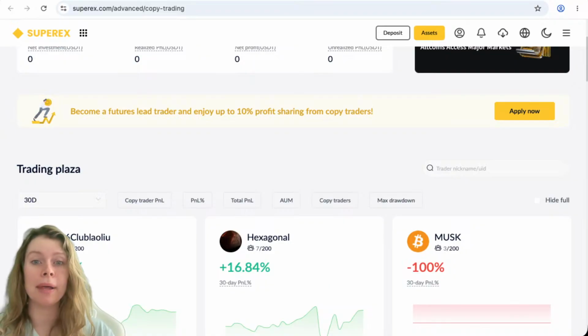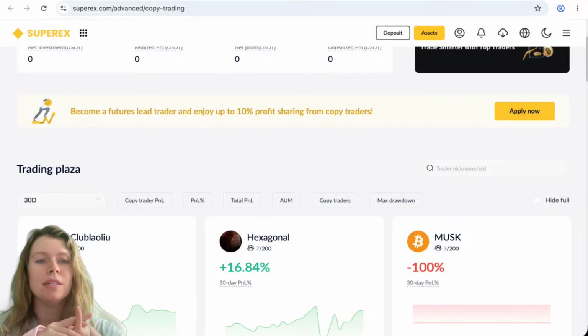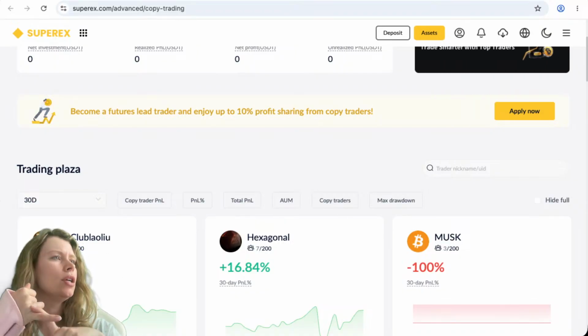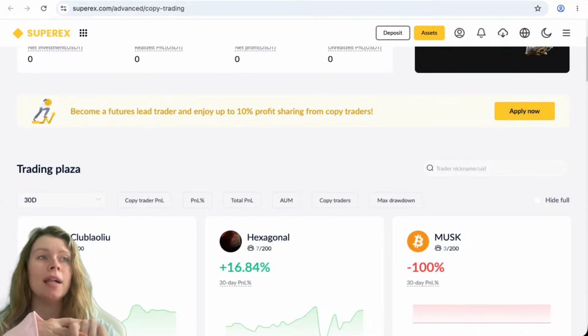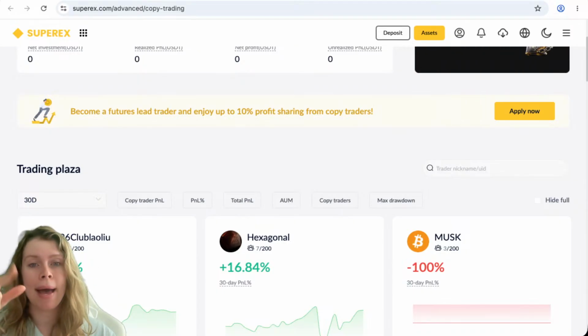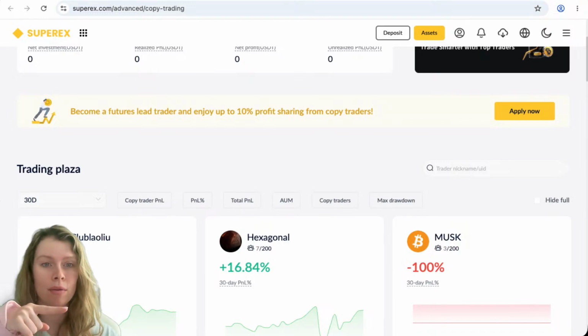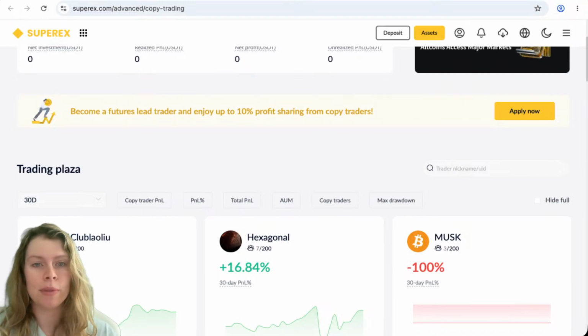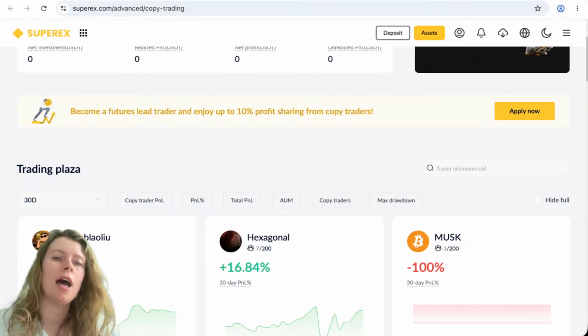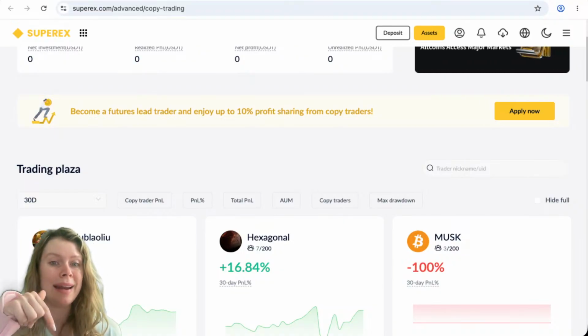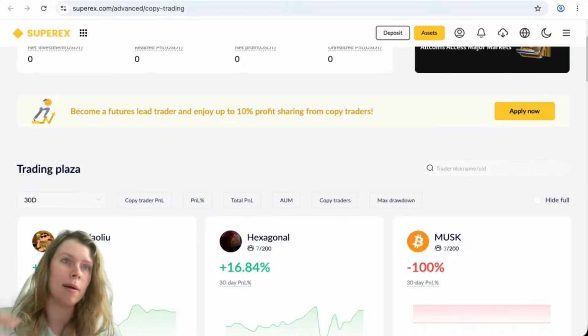This is the marketplace of every public lead trader on SuperEx. The buttons across the top left let you sort. So we've got copy trader P&L, P&L percentage, total P&L, AUM, copy traders, max drawdown. You can also flip the time frame, 30 days, 7 days, whatever it is that you want to do. And then number 4, if you already know a specific trader's name or UID, just search them up.